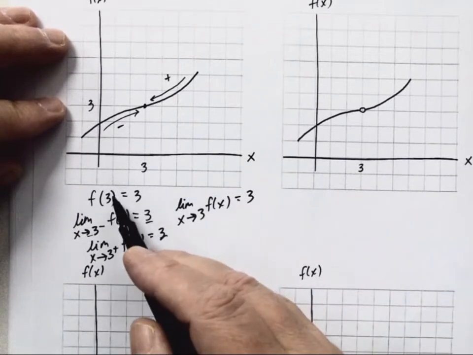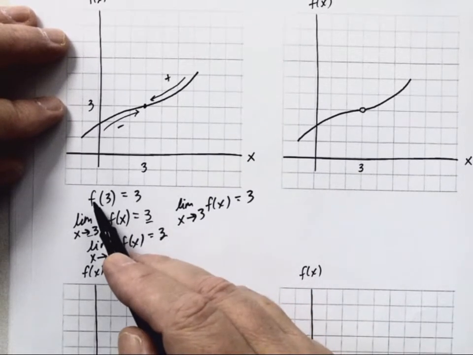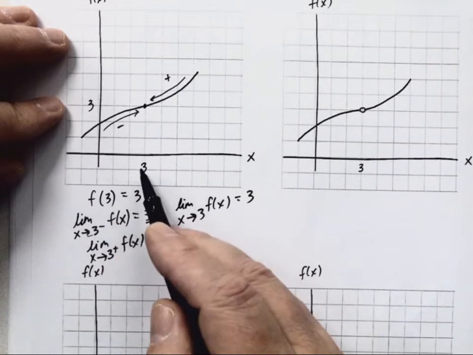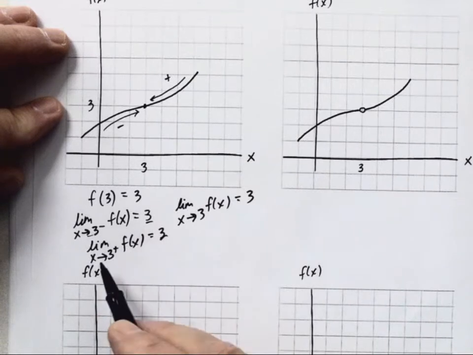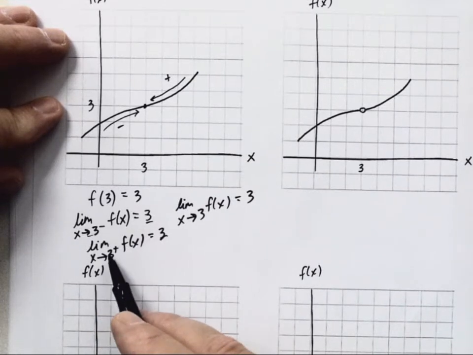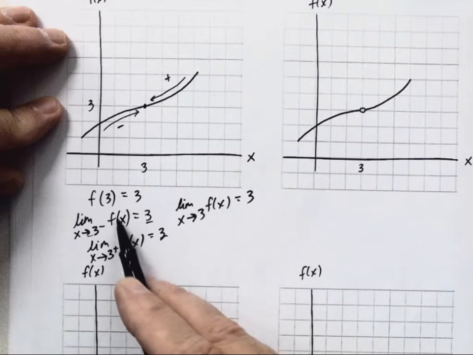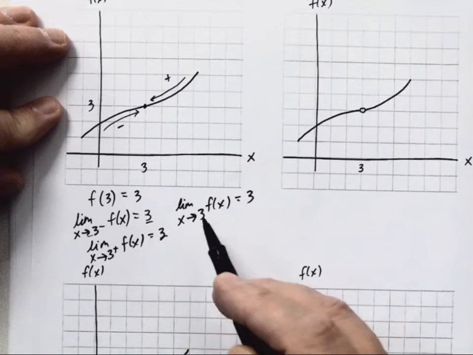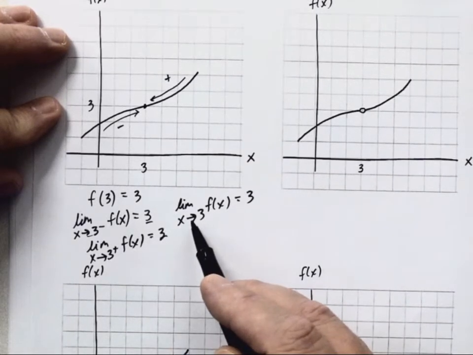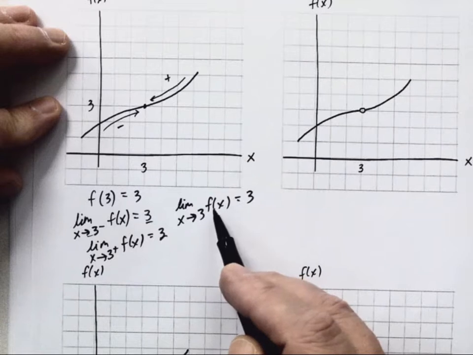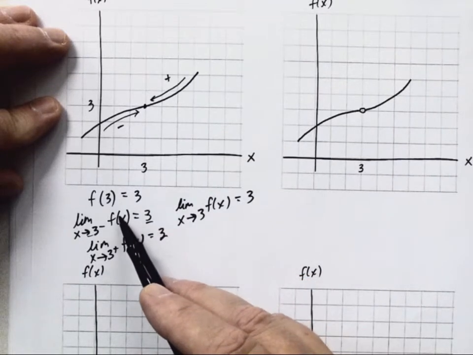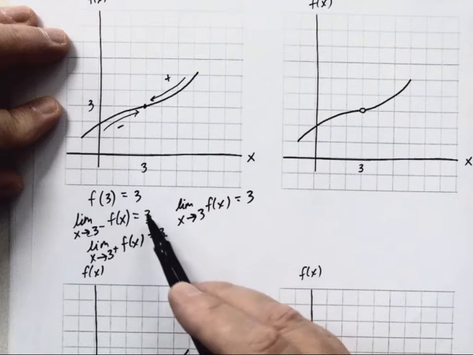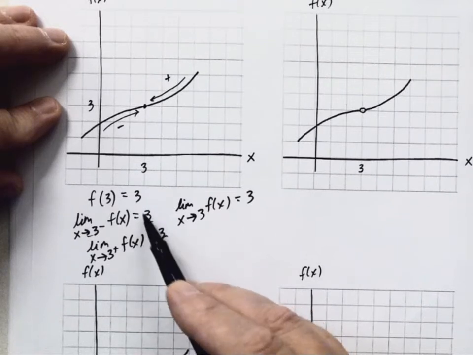So here are the 4 things I'm going to look at for each graph. What is the function when x is 3? What's the limit as x approaches 3 from the low side of the function? What's the limit as x approaches 3 from the high side of the function? And based upon what I find here, what's the limit as x approaches 3 of the function? And once again, since the limits from the low side and the high side approach the same, have the same value.